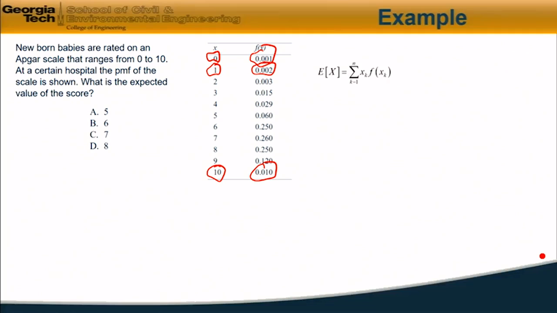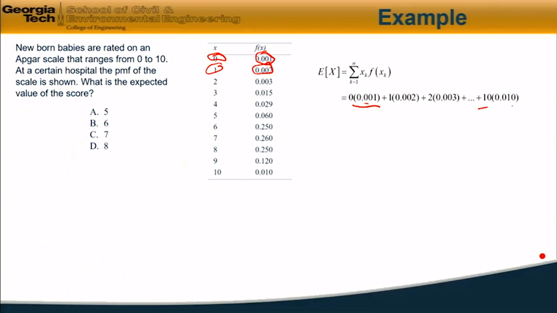Here is our definition of expected value, the summation k equals 1 to n of xk times f of xk. In this case, we just form the products, so this is equal to 0 times 0.001 plus 1 times 0.002, etc., up to 10 times 0.01, which is equal to 6.969. So the closest answer is C, which is 7.